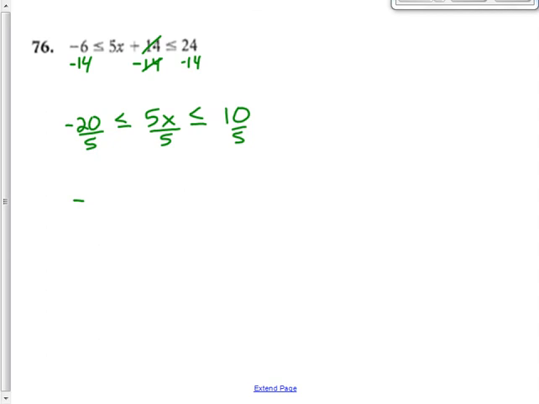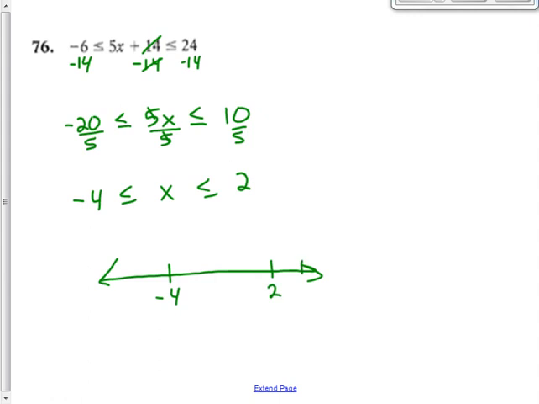So -20 divided by 5 is -4. These cancel, and then I get just x, and 10 divided by 5 is 2. Okay, so now this is a little bit better situation for me in terms of graphing, because I can again plug all these things in here. I've got a 0 in between here. I've got closed circles because they're equal to, but the circles are going to go at -4 and 2. Those are my answers. So I get 2 closed circles, one at -4 and one at 2.